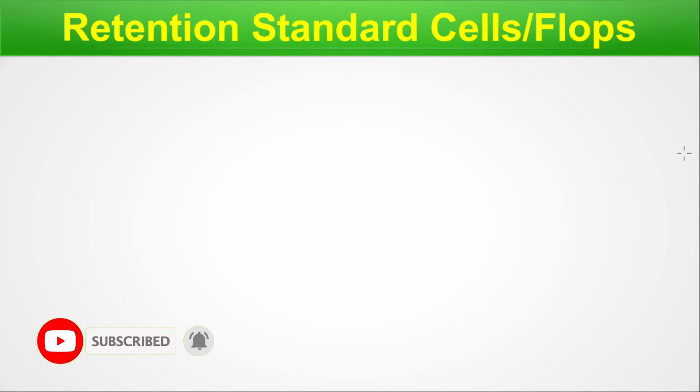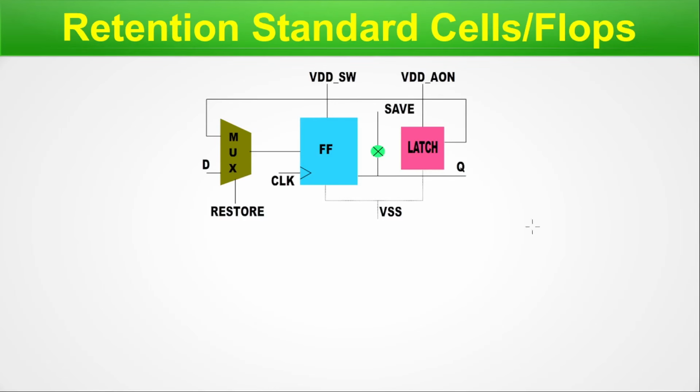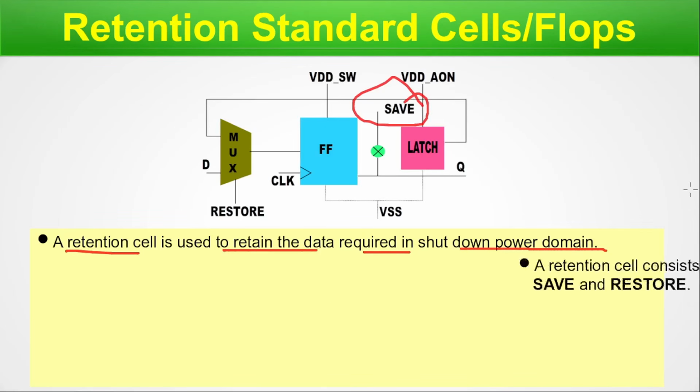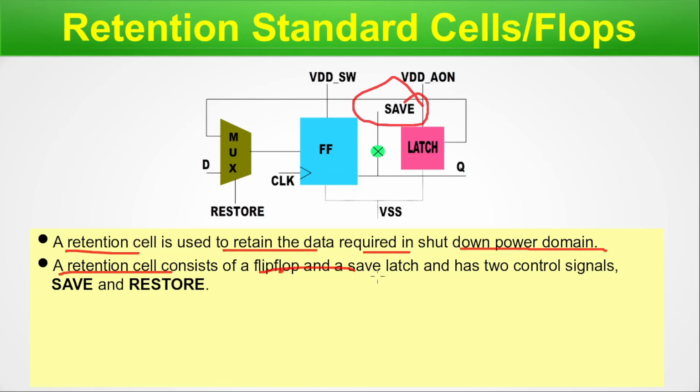Retention standard cells. Sometimes it is called the retention flops also. So here is the schematic diagram, or you can call it a block diagram. Just start with some of the text. A retention cell is used to retain the data required in a shutdown power domain. So that means retain. That means we have to do the save operation. A retention cell consists of flip-flops and a save latch, with two control signals. One is the save, another one is the restore.